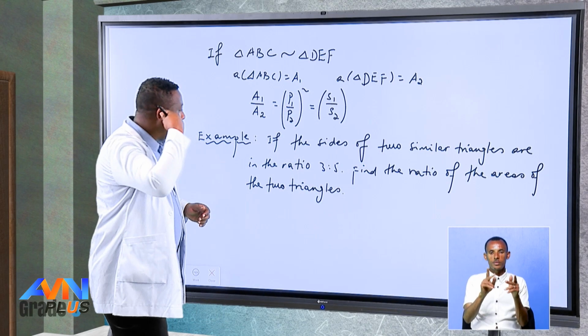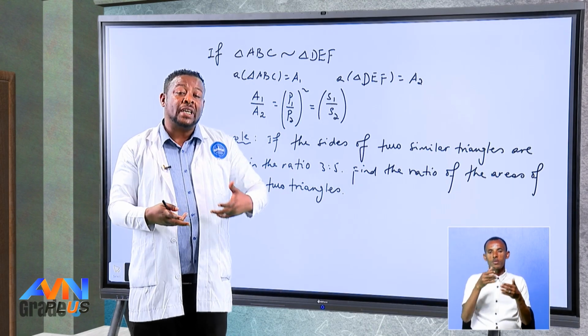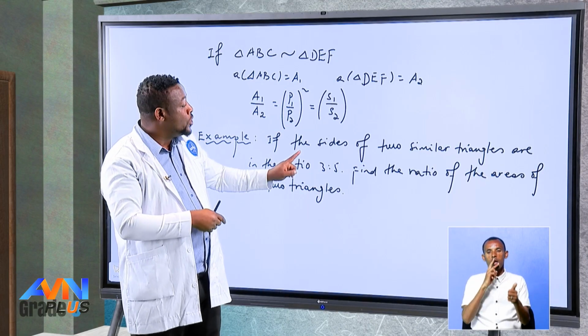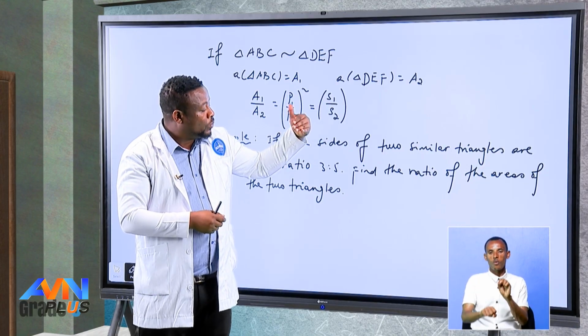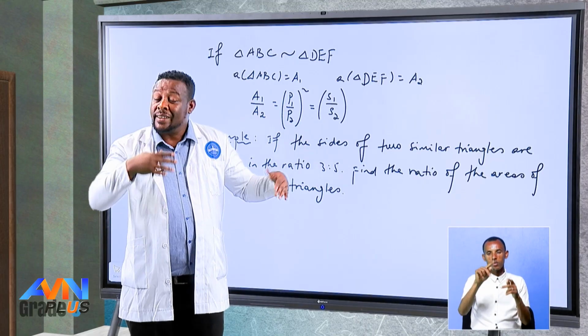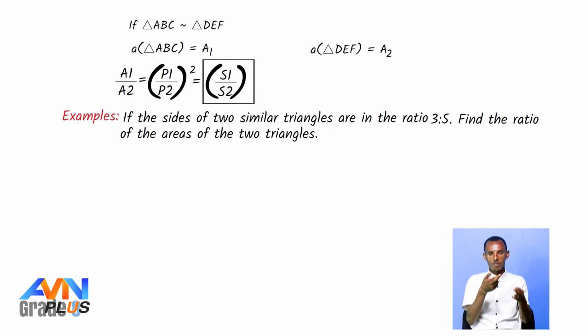Okay, here what is given? The ratio of the corresponding sides of two similar triangles is given, which is in the ratio 3 to 5. So what is the ratio of the areas of the two triangles? Okay, to answer this, you need to apply the relationship between the ratio of the areas and the ratio of the sides, and here make it square. You need to apply this.